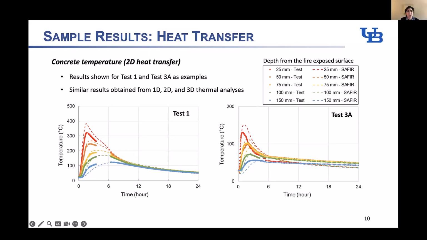This is results from 2D heat transfer for test 1 and test 3A. So test 1, we reached 850 degrees Celsius. You see that at 25 millimeters. The dash is SAFIR, and the dots are basically measurement readings, but we had a lot of readings. So this is the experiment, that's the experiment. Again, these are the experiments.